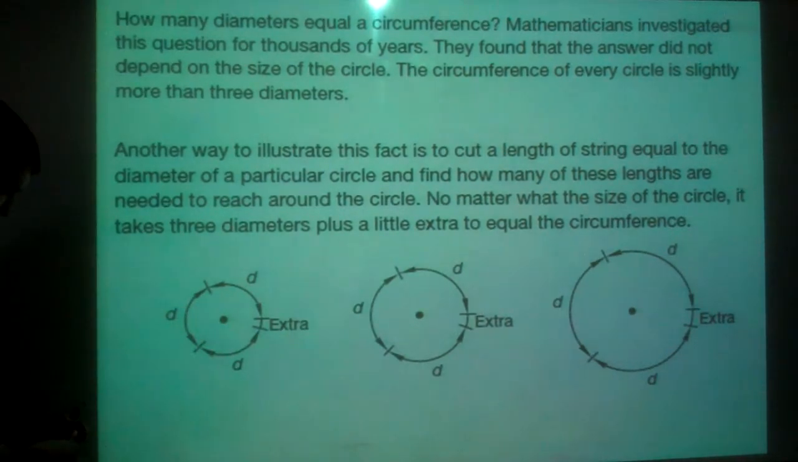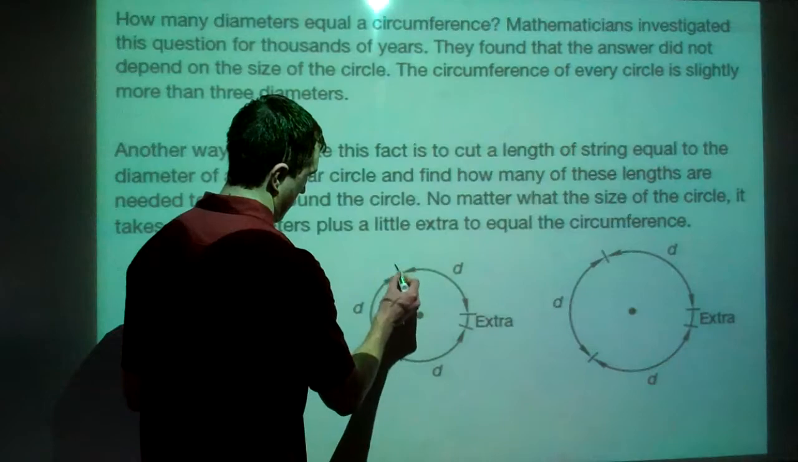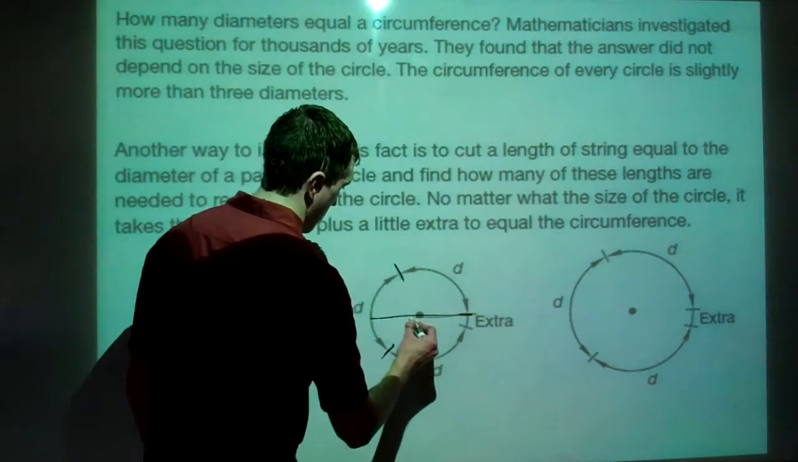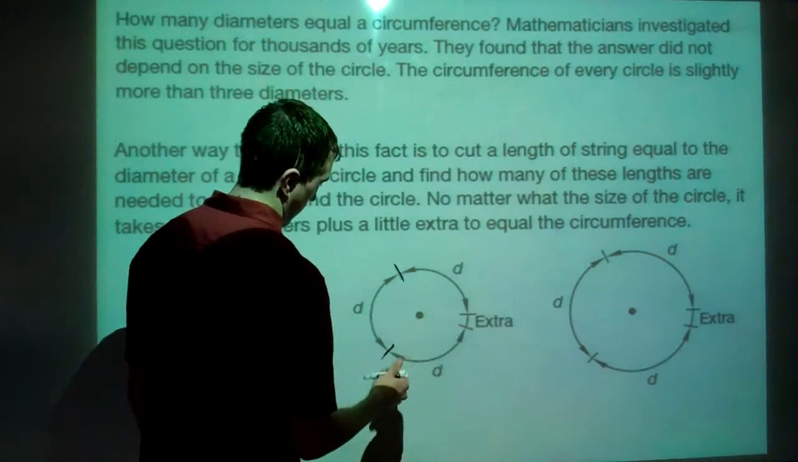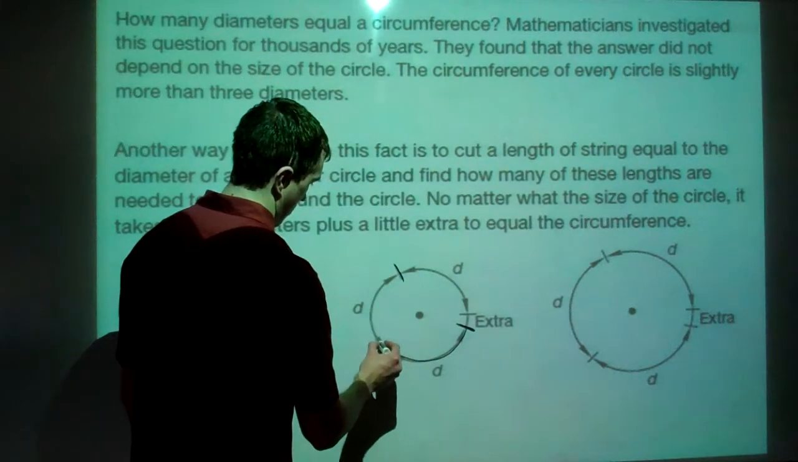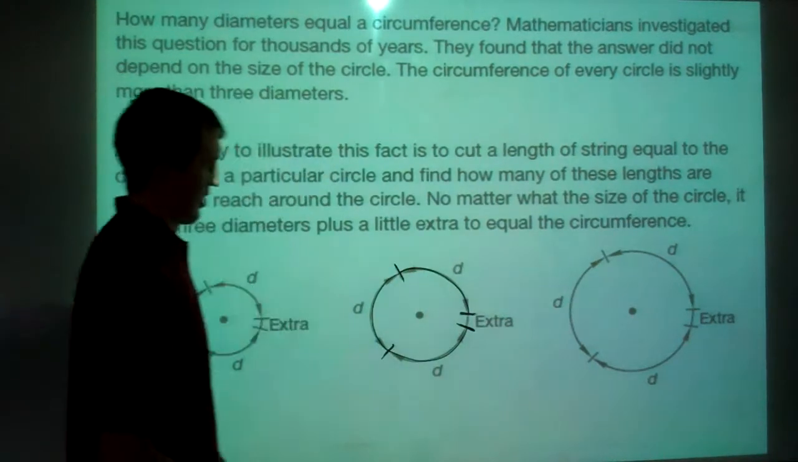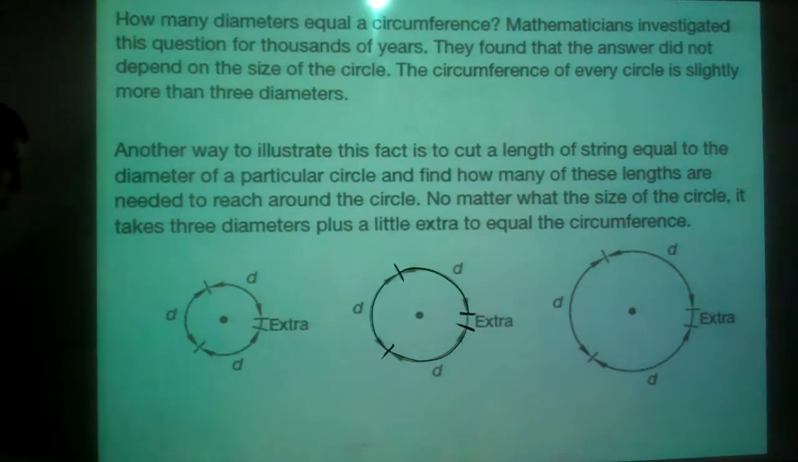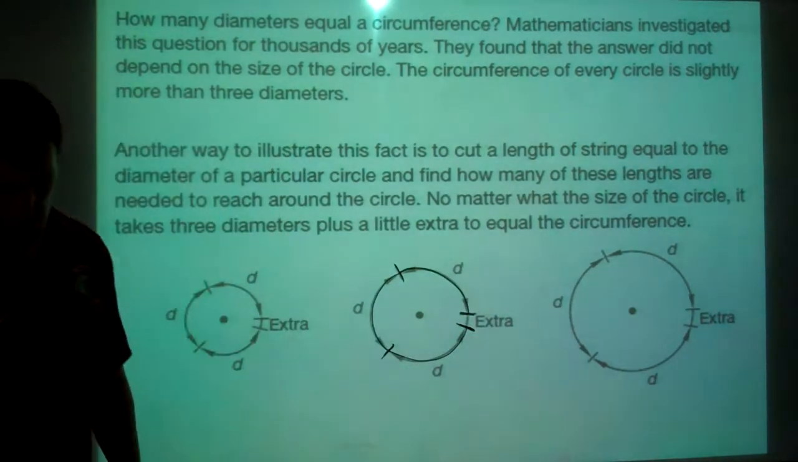You'll see here that if we took any circle, let's take this middle one here for instance, this to this would be a diameter. So they took this diameter of the circle and tried to spread it out around the outside. And they found out that it takes about, so here's one diameter, here's another one, and here's another one. So it's about 3 diameters to equal the circumference around the outside. But you can see in each circle here there's a little bit extra that it didn't quite reach.